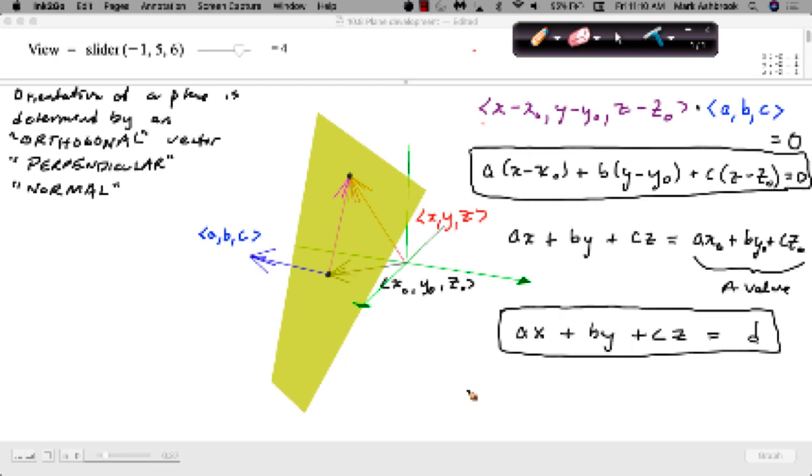So if you're asked to write a plane, you're going to use this. But oftentimes in a problem, you'll be given a plane, and it'll be like this. So what can you glean right away from this? Looking at an equation like that, what do you know right away about the plane?